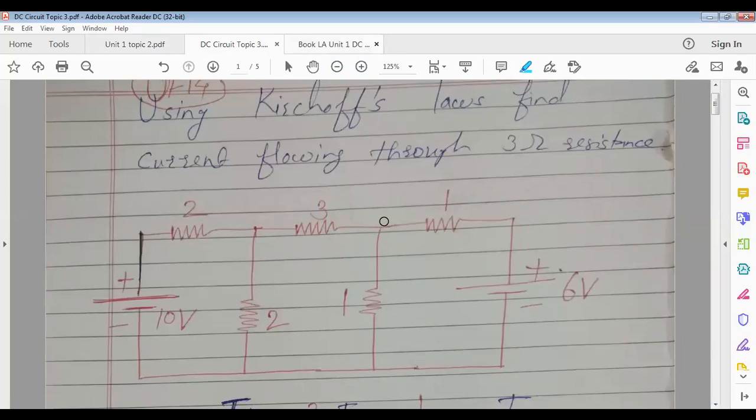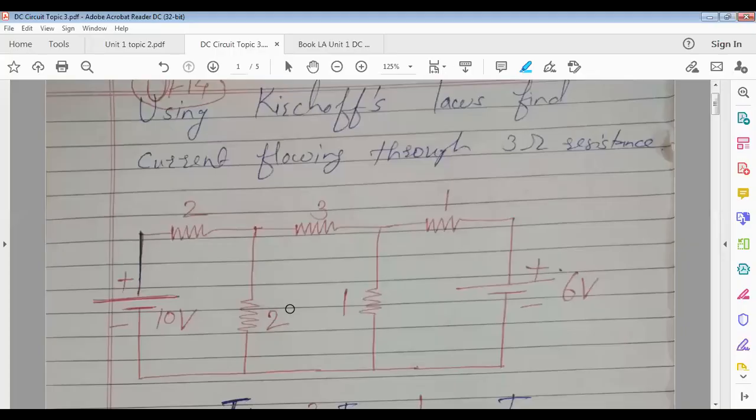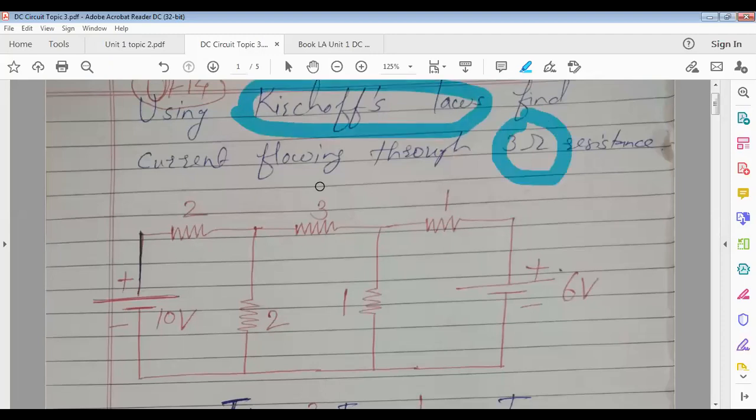Now we'll solve the sum using Kirchhoff's law. So see here, draw the circuit. What question have you been asked? Using Kirchhoff's law, find the current flowing through the 3 ohm resistance. You don't have any choice. It is compulsory, you have to solve it using Kirchhoff's law only. Through this resistance, you have to find the current flowing.